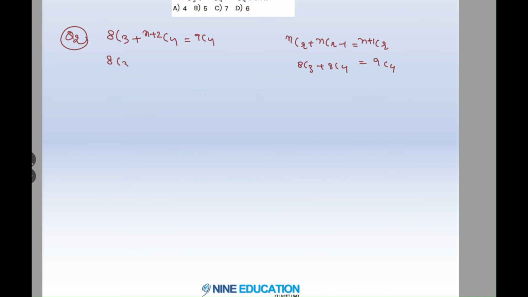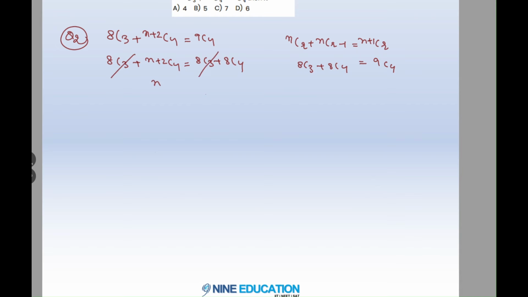Question number 2: 8C3 plus n plus 2C4 equals 9C4. From the property of binomials, we know that nCr plus nCr minus 1 is equal to n plus 1Cr. So we can say 9C4 is equal to 8C3 plus 8C4. Therefore, 8C3 plus n plus 2C4 can be written as 8C3 plus 8C4.